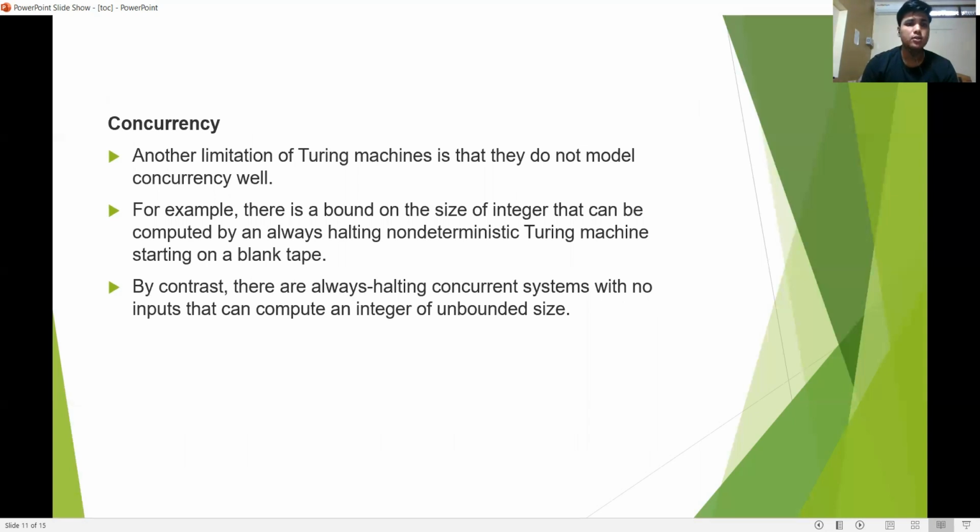For example, there is a bound on the size of an integer that can be computed by an always halting nondeterministic Turing machine starting on a blank tape. By contrast, there are always halting concurrent systems with no inputs that can compute an integer of unbounded size.